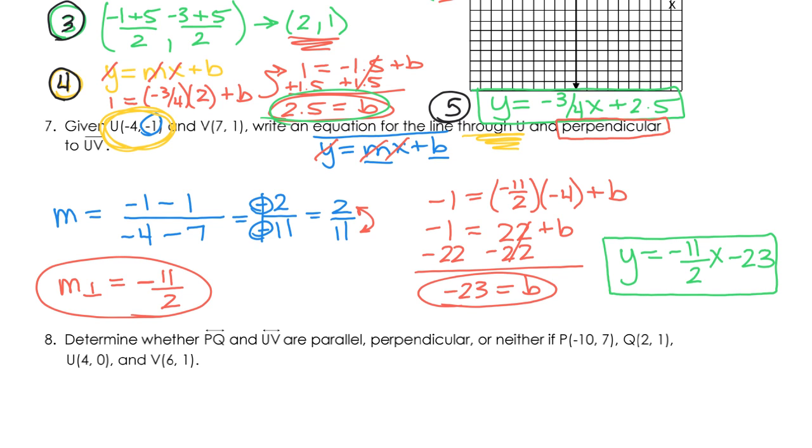It's perpendicular because the slope has been a negative reciprocal of it. And then it's going to go through U because I use U's coordinates to find the Y-intercept.